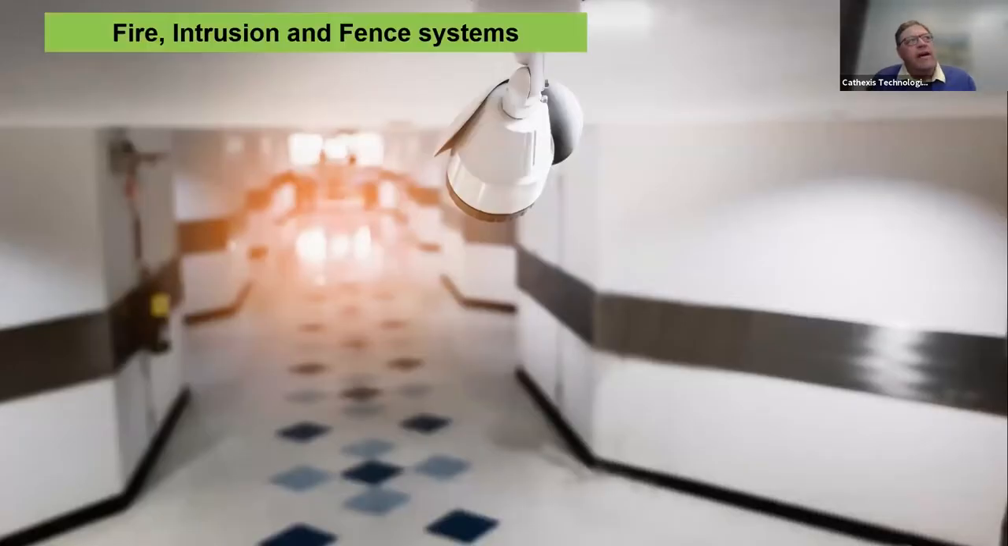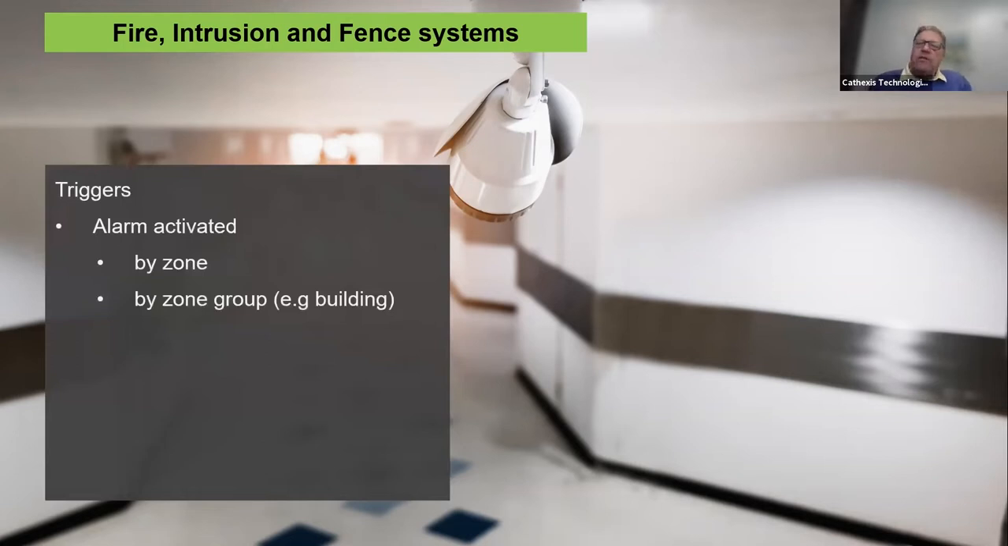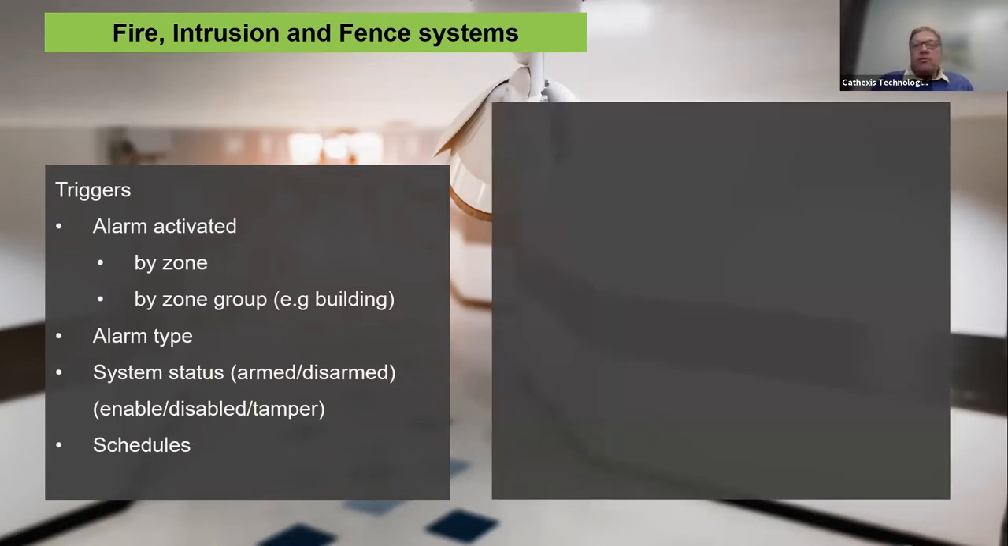If you look now at fire, intrusion, and fence detection systems, I've grouped these together because they are quite similar. Again, you can trigger on zones. You might have a group of buildings and each building has got a different zone, or each floor in a building has got a different zone. Alarm type, whether it's an alarm, whether the system has been armed or disarmed. And of course, you can look at schedules.